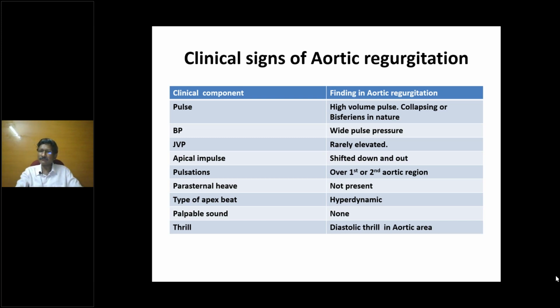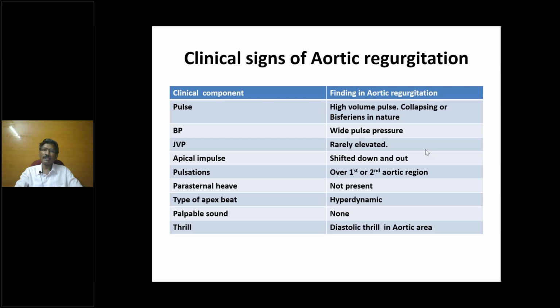So the decrease in the peripheral resistance is the main mechanism for both the upstroke and the downstroke. An additional mechanism for the downstroke is the leak back into the left ventricle that occurs only in aortic regurgitation and not in anemia or thyrotoxicosis. Okay. So high volume pulse, let's not go into the bisferiens pulse now. Wide pulse pressure.